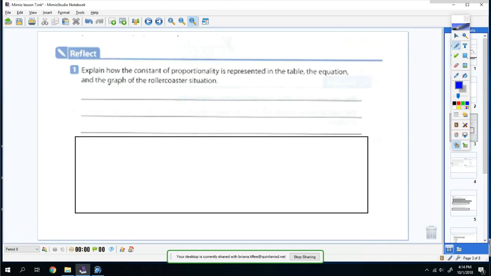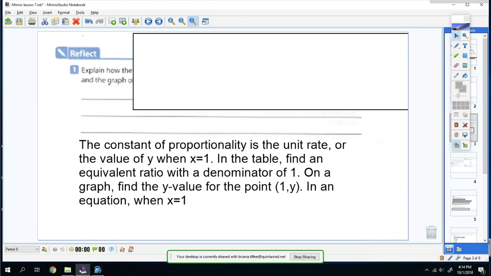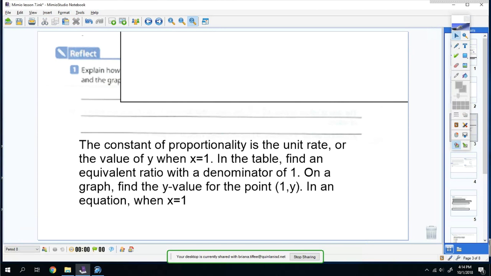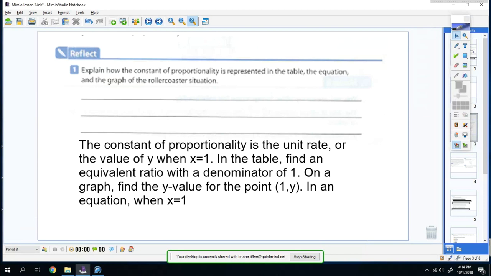Explain how the constant of proportionality is represented in the table, the equation, and the graph of the roller coaster situation. What I would say is a constant of proportionality is a unit rate, or the value of y when x equals 1. In the table, find an equivalent ratio with a denominator of 1. On a graph, find the y value for the point with x equal to 1, and in an equation, when x equals 1. Basically, I'll show you different tactics on how to find it in the table and graph, things like that.